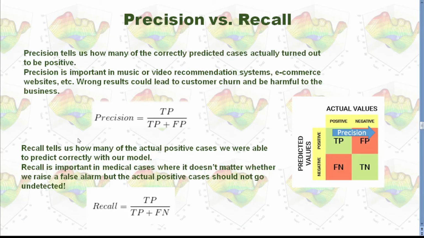Another measurement is called recall. Recall tells us how many of the actual positive cases we were able to predict correctly with our model. So, among those actual positive cases, we want to know how many of our predictions are correct. So the formula is true positive divided by true positive plus false negative.